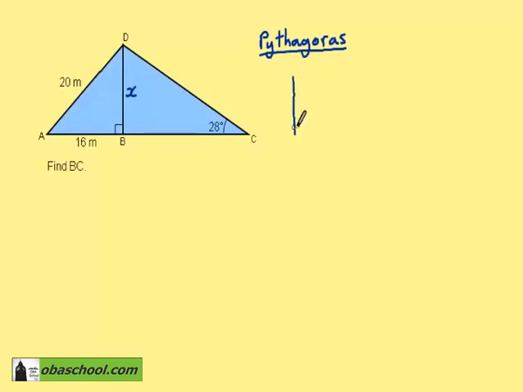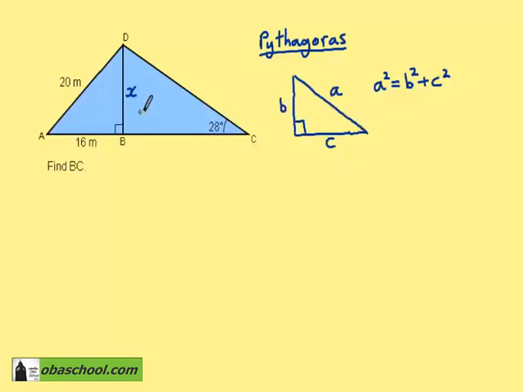Let's just remind ourselves about Pythagoras' theorem. Here we have a right-angled triangle. This length, the hypotenuse, we'll call A, and the two shorter sides we'll call B and C. Pythagoras' theorem states that A squared is equal to B squared plus C squared.